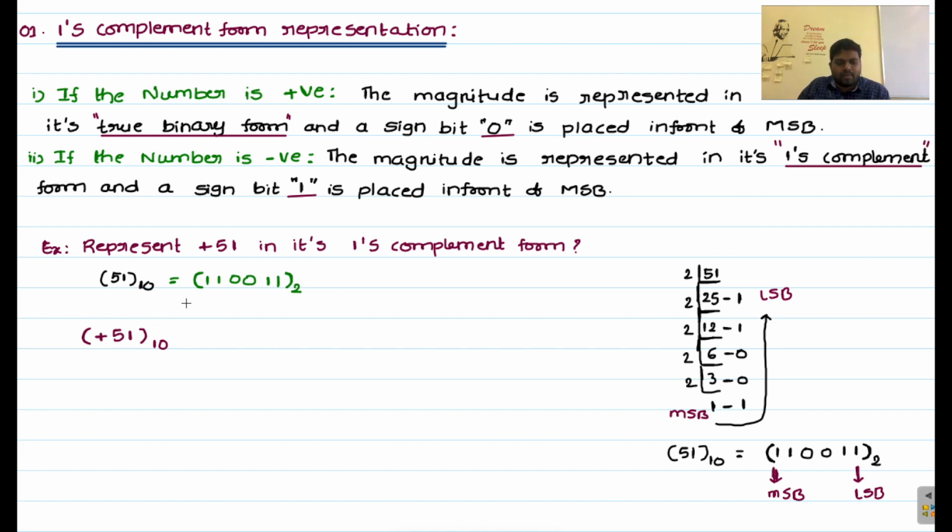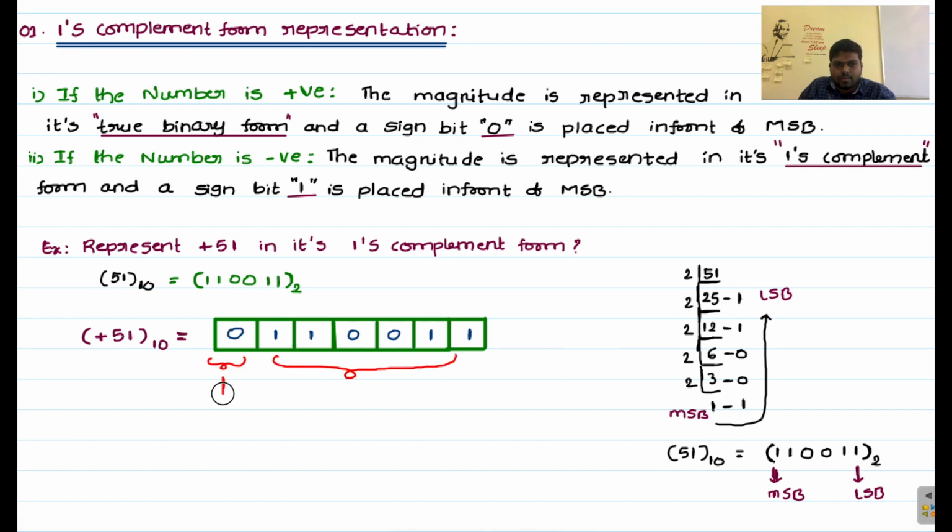That means this is your binary number 110011. This is your sign bit. The given number is plus 51, so you add 0 here. This is your sign bit and these are your magnitude bits. The ones complement form of plus 51 is also the same, there will be no change. I already told you this ones complement form is purely applicable for negative number representation only, not for positive numbers.